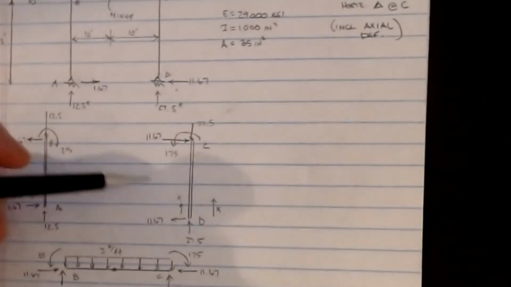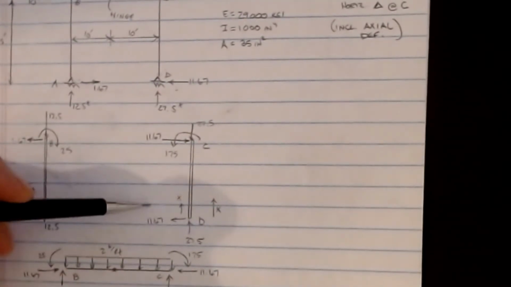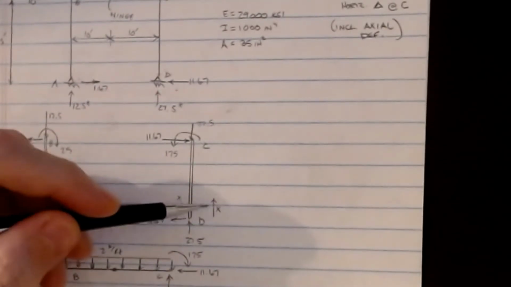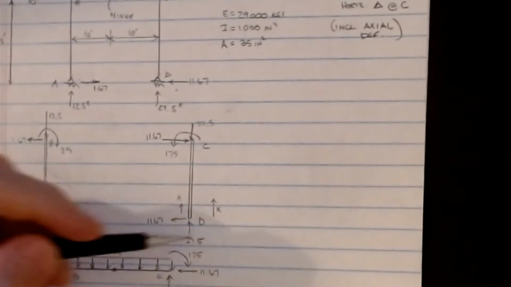Okay, and then likewise we can go do the same thing over on the other column, and so we're upwards of 27.5 and to the left 11.67. Now again, I'm measuring X from the bottom on all of these, so that's what these little labels are representing, just so we're clear. Reference is A and reference is D.